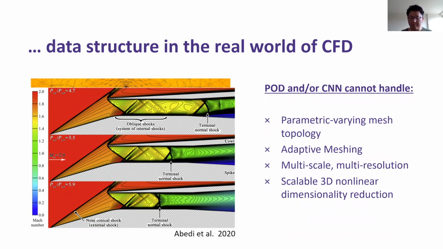Okay, so just to conclude, POD and CNN cannot really handle parametric varying mesh topology, adaptive meshing, or problems with multi-scale, multi-resolutions. It will be a waste of time if you use a convolutional autoencoder. And because the memory in the CNN structure goes cubic in 3D cases, there's no way you can have a scalable 3D nonlinear dimensionality reduction based on these two technologies. So we need a new solution.